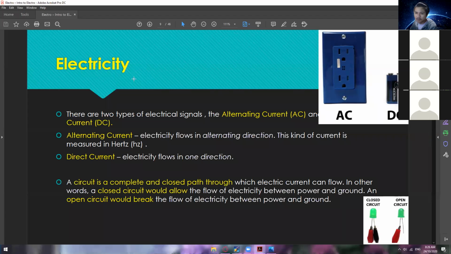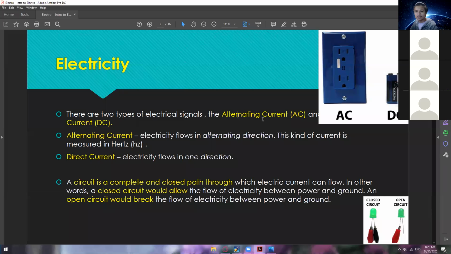So let's now talk about electricity. So there are two types of electrical signals: the alternating current and then the direct current. So don't worry, this one is just covered by this picture. Didn't notice this one, sorry.